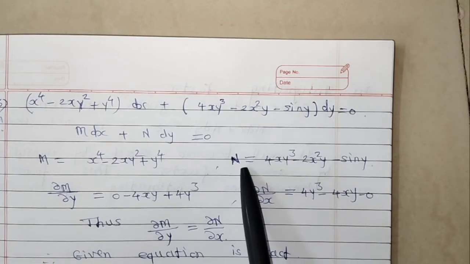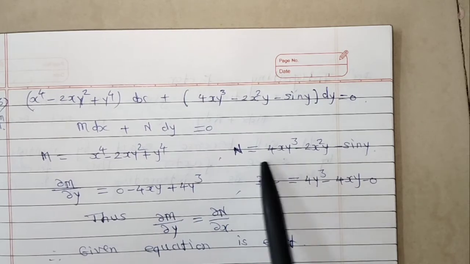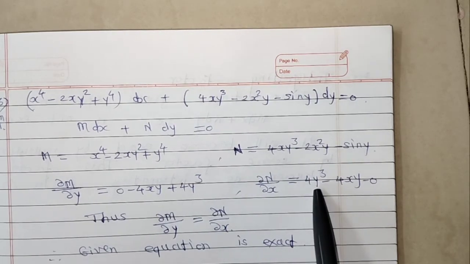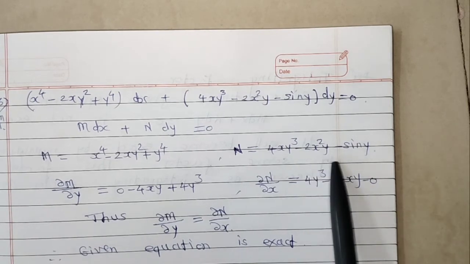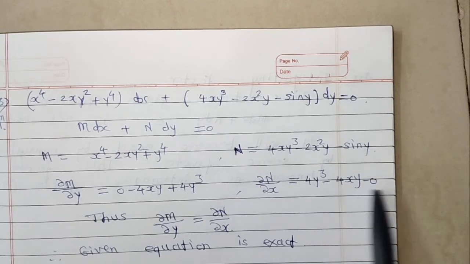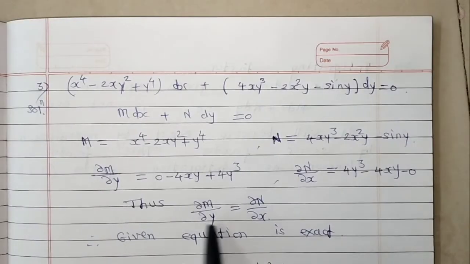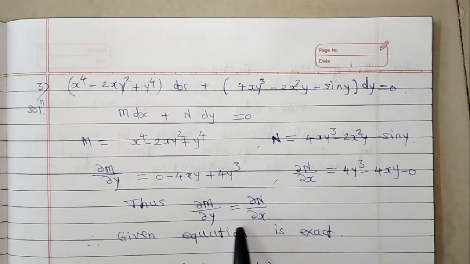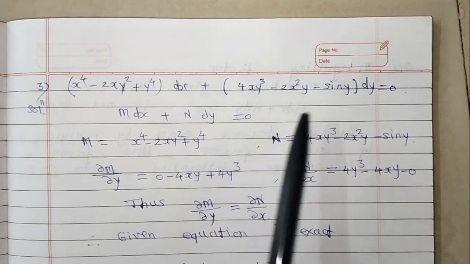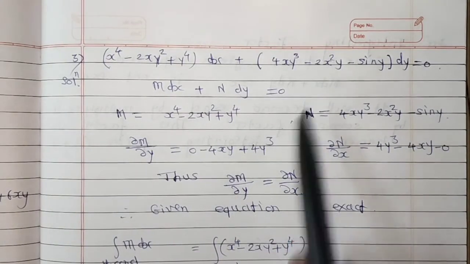The partial derivative of N with respect to x: treating y as constant, the derivative of 4xy^3 is 4y^3, minus 2y times the derivative of x^2, which is 2x, so we get -4xy, minus the derivative of sin y, which is 0. So ∂M/∂y = 4y^3 - 4xy = ∂N/∂x. Hence, the given equation is exact.